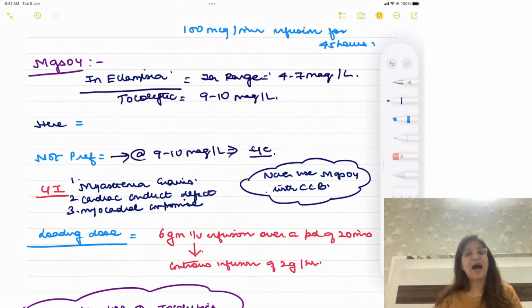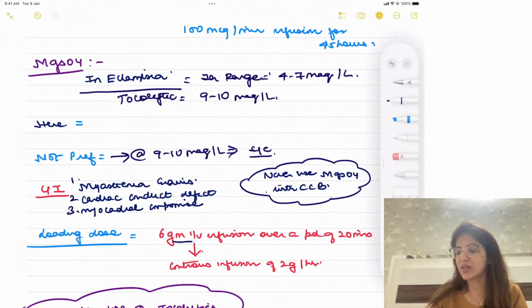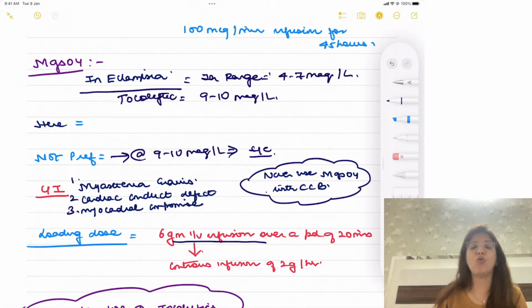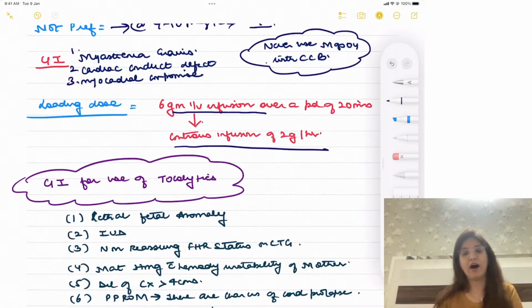Right? Now, as a tocolytic, just in case you have to use magnesium sulfate, then what is the dose? Whenever you are using magnesium sulfate as a tocolytic, you are going to use IV dose. So initially you are going to give 6 gram IV infusion over a period of 20 minutes, and then a continuous infusion of 2 grams per hour. Right? So initial dose has to be 6 grams IV, which you have to give over a period of 20 minutes, and then you have to give a continuous infusion of 2 grams per hour.